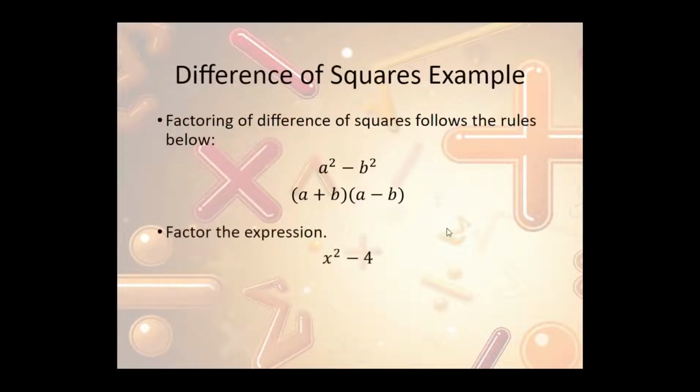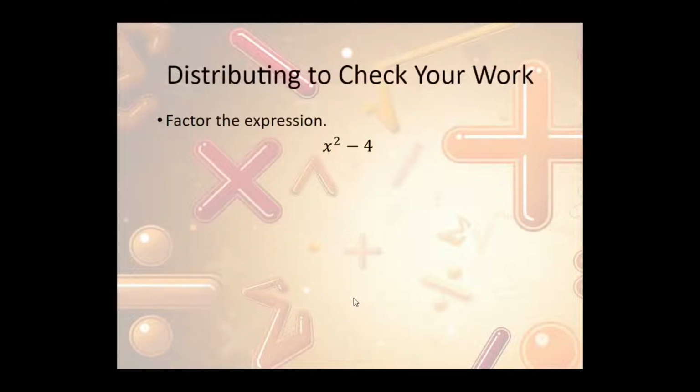X squared minus 4. Well, if we rewrite this, if we put it in this form, this is really x squared minus 2 squared. So when we write that, we would write x plus 2 times x minus 2, and that would be our factored version. So again, another example, we have x squared minus 4.